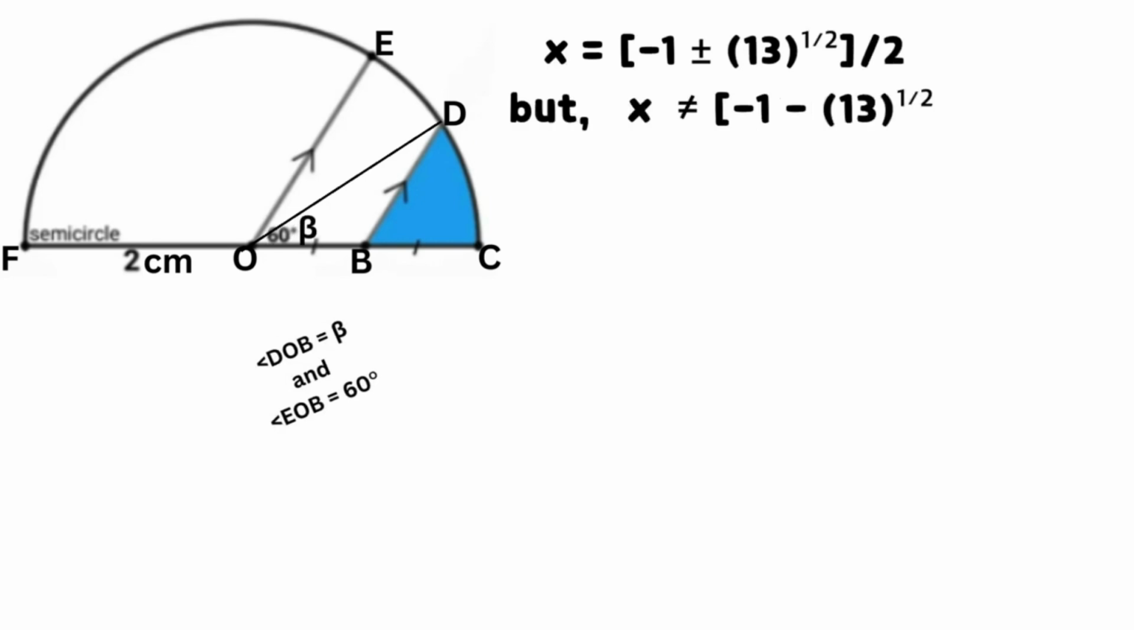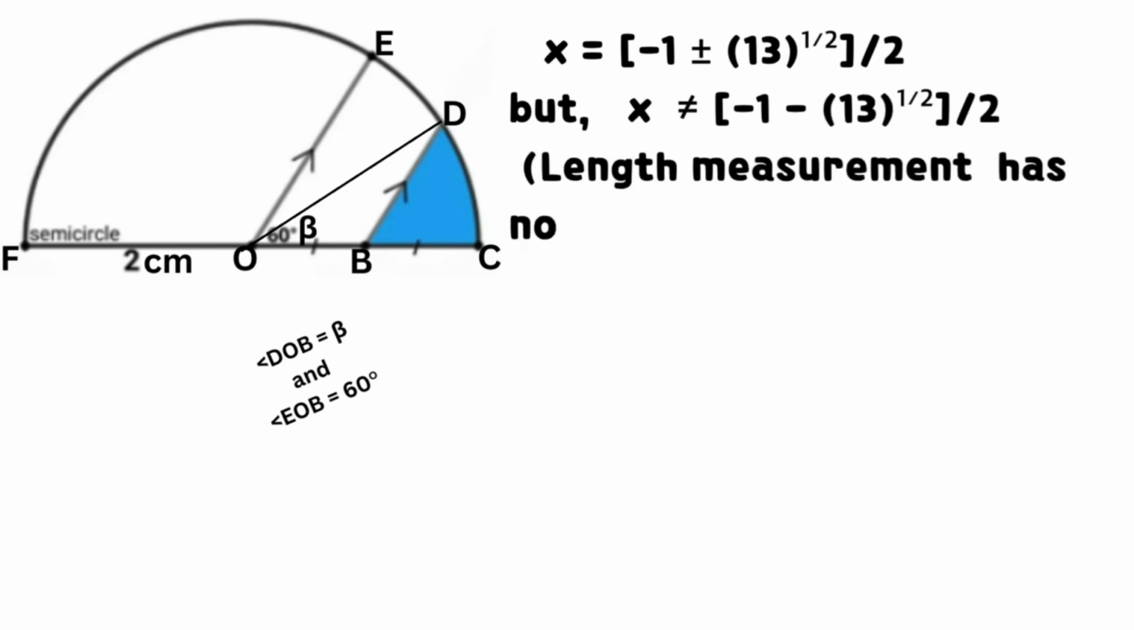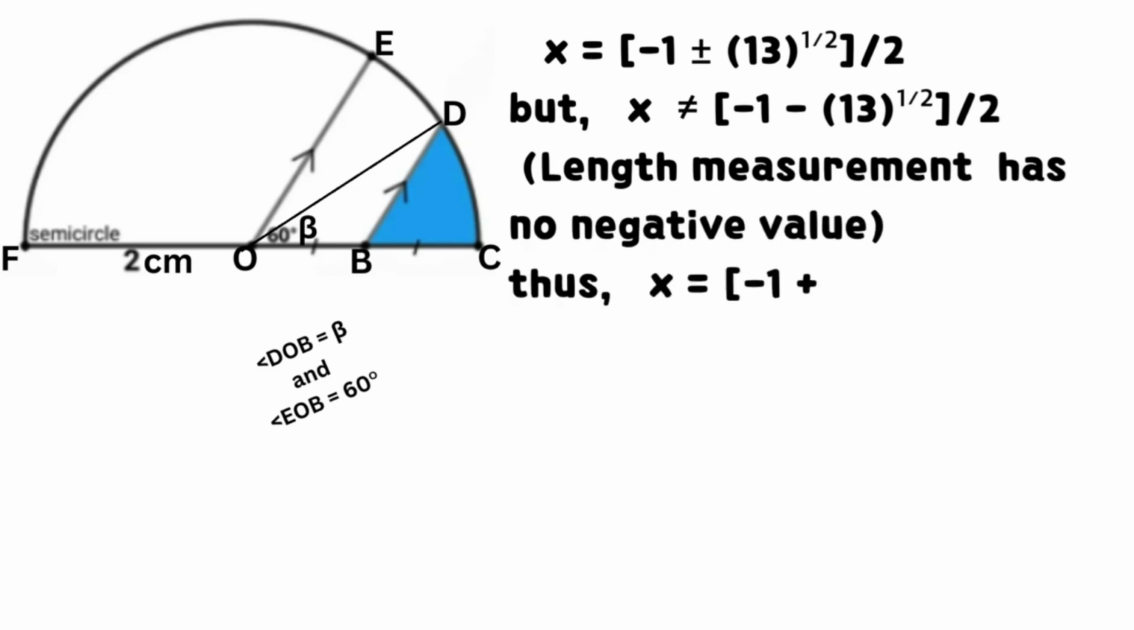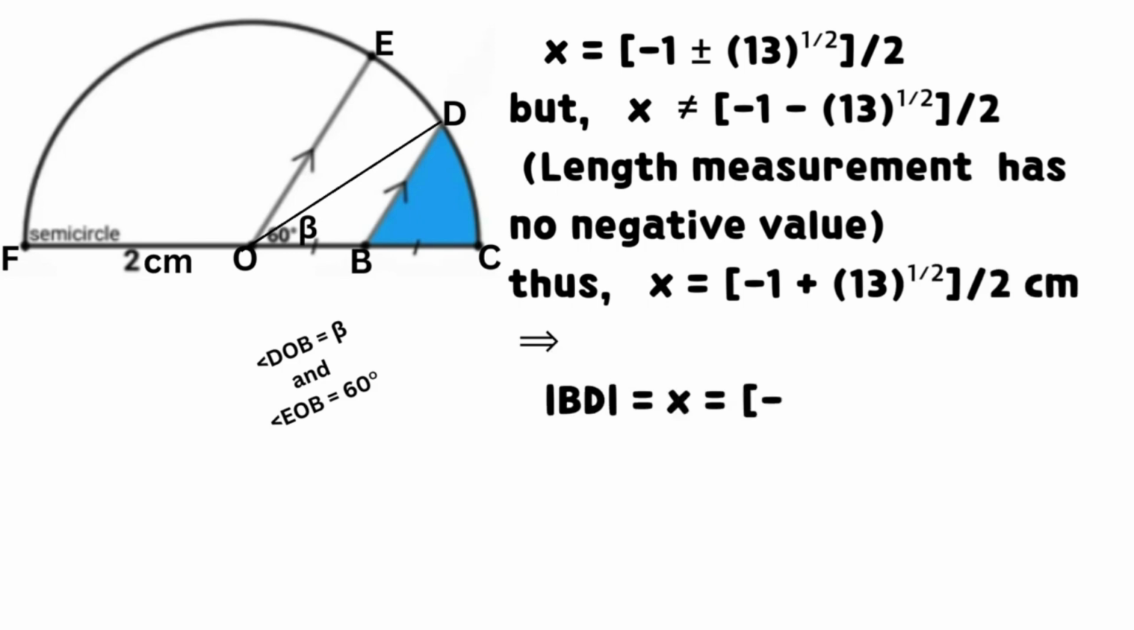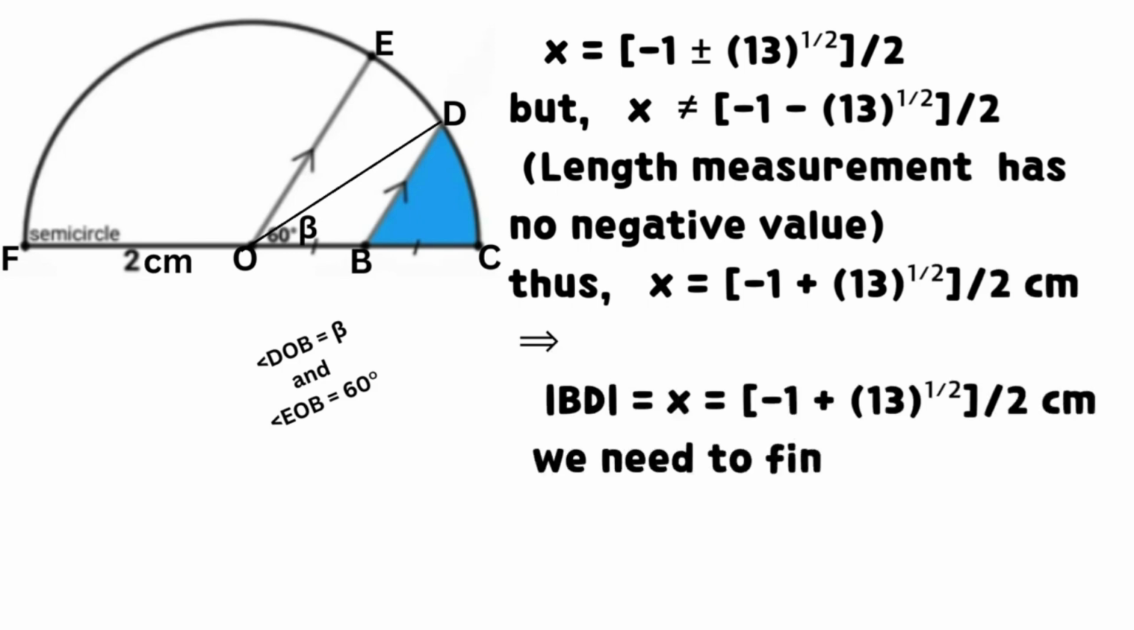Simplify and we have that after simplification, x is not equal to the negative result because length measurement has no negative value. Thus, x equals the sum of negative 1 and the square root of 13 all divided by 2 in centimeters. The result, which equals x, is also equal to line BD. As shown on the screen, we need to find the angle DOB. Let it be beta.